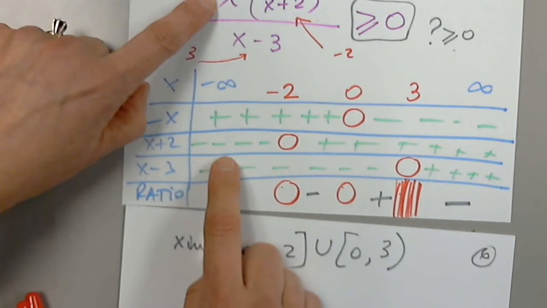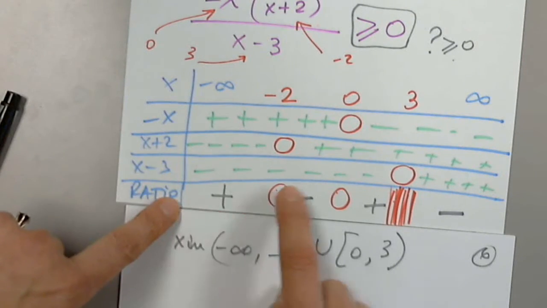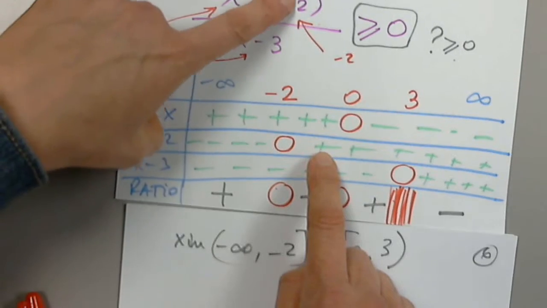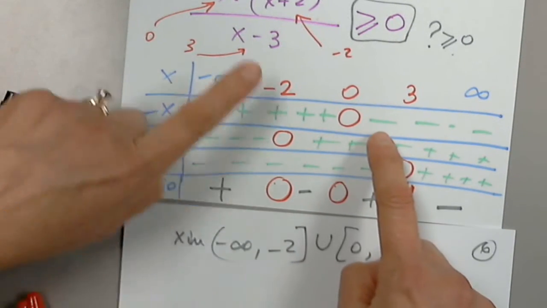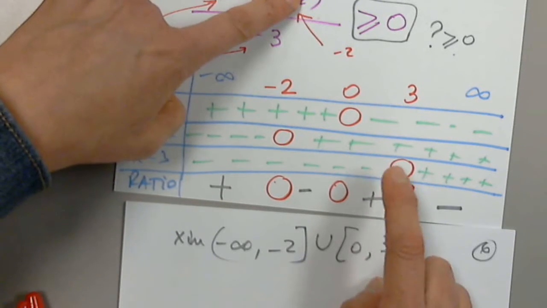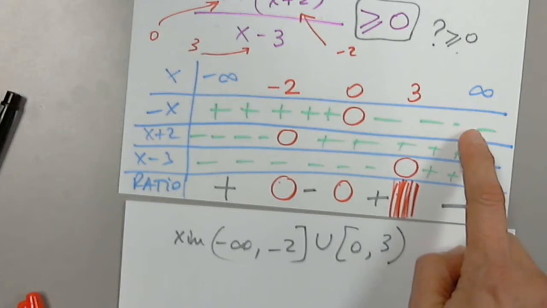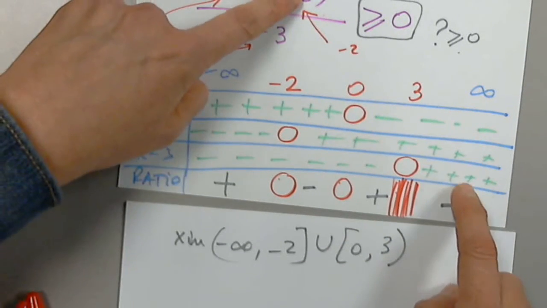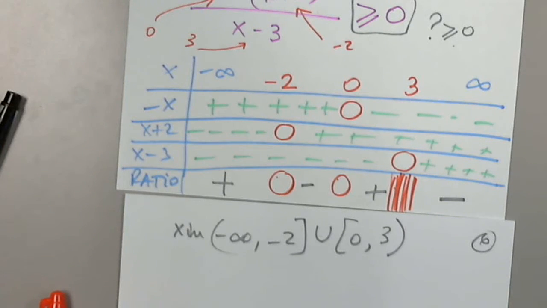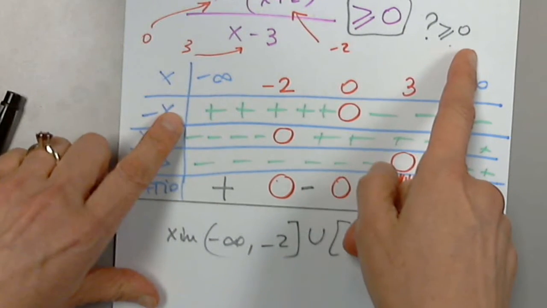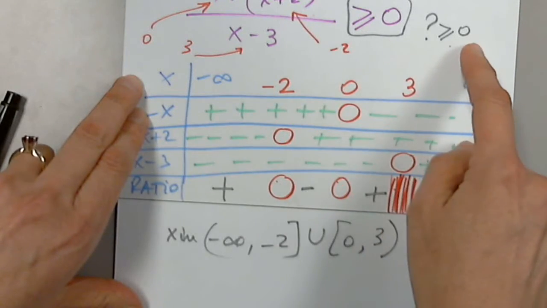If this is positive and this is negative and this is negative, the whole thing is positive. If this is positive and this is positive, but this is negative, the whole thing is negative. If this is negative and this is positive and this is negative, the whole thing is positive. If this is negative and this is positive and this is positive, the whole thing is negative. And now only positive numbers I'm interested in. Only x values that make the ratio greater than or equal to 0.